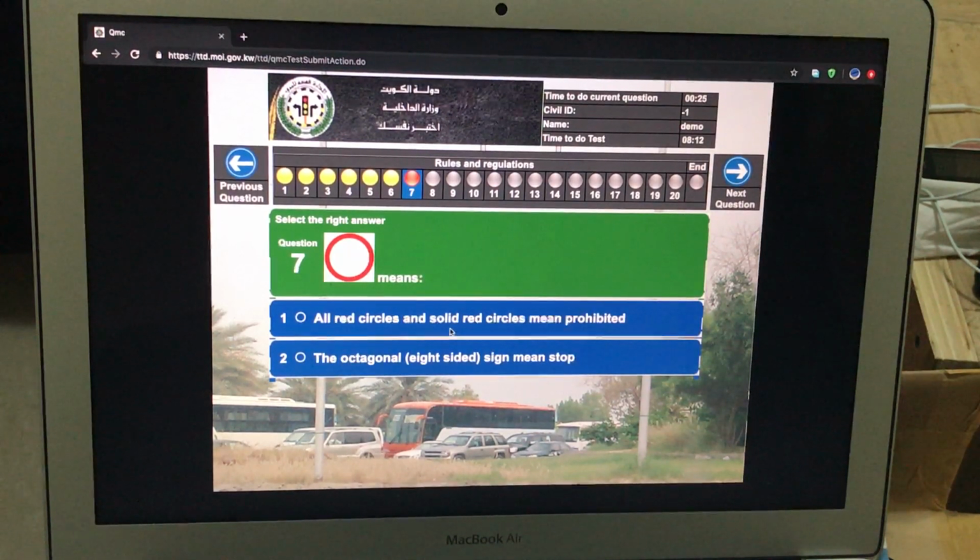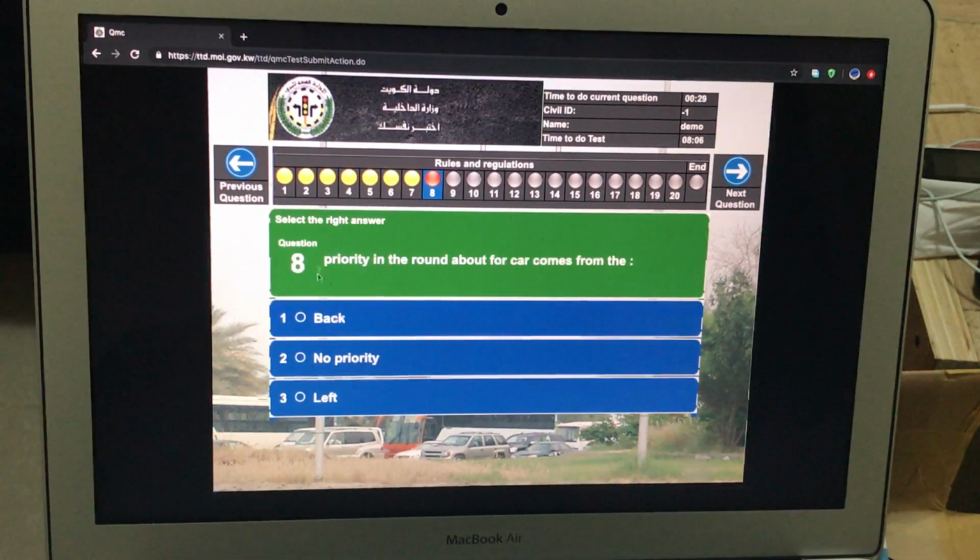The seventh question is, what does a red circle mean? All red circles and solid red circles mean prohibited. Yes, so this is the right answer. Question number 8 is, priority in the roundabout for the car that comes from where? Because I read a lot, I know it is from the left. In a roundabout, if something is coming from the left, you have to give way. So left is the right answer.